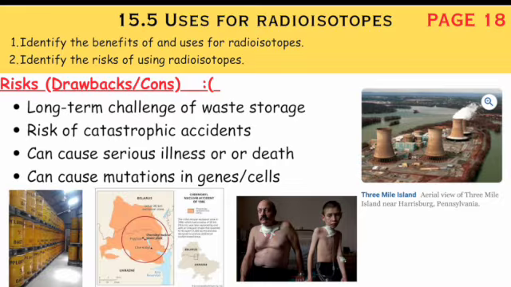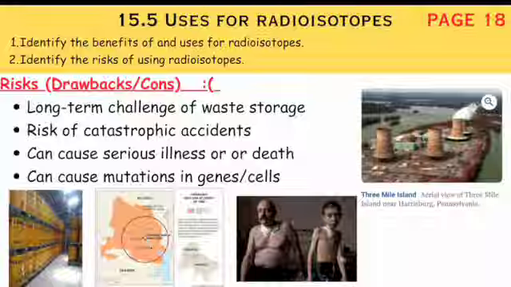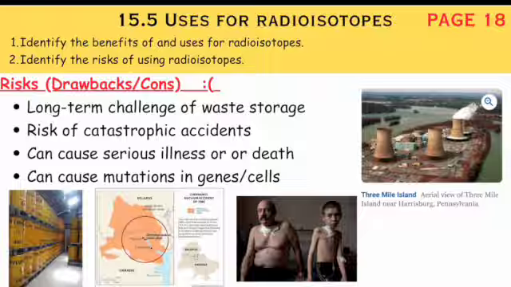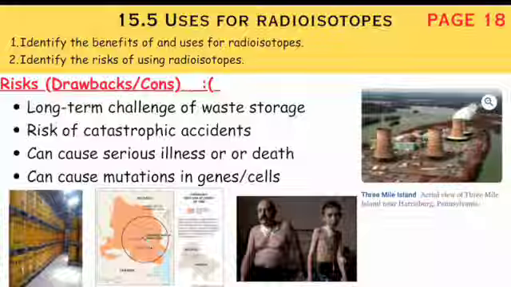Finally, in high doses, radiation can cause serious illness or acute radiation sickness and death. But even in low doses over time, ionizing radiation can alter DNA, which can cause mutations in genes and cells, which frequently leads to different kinds of cancers.